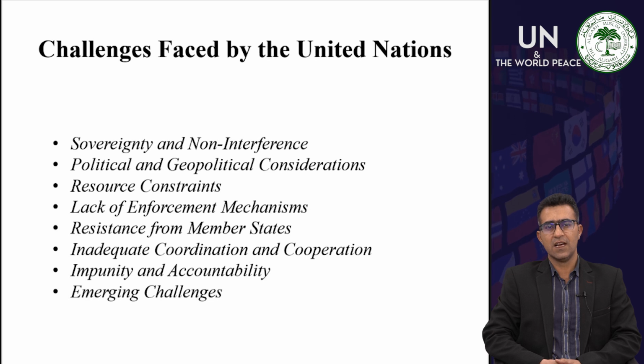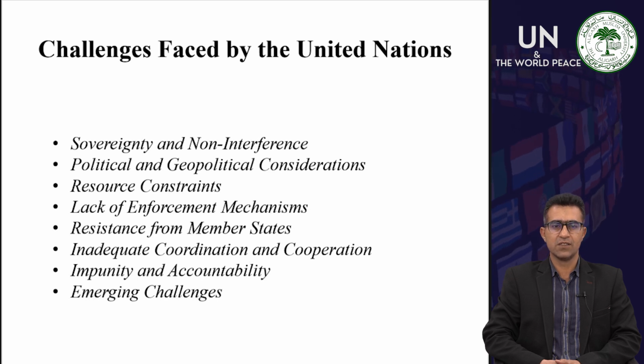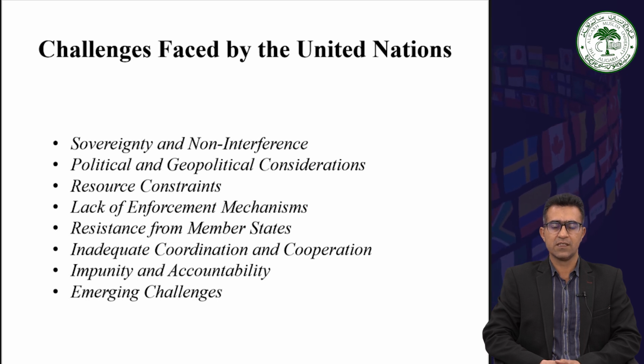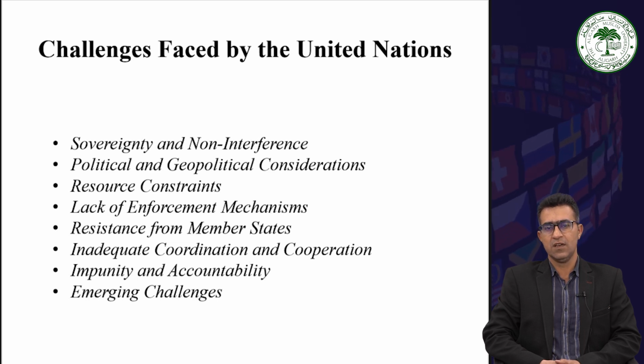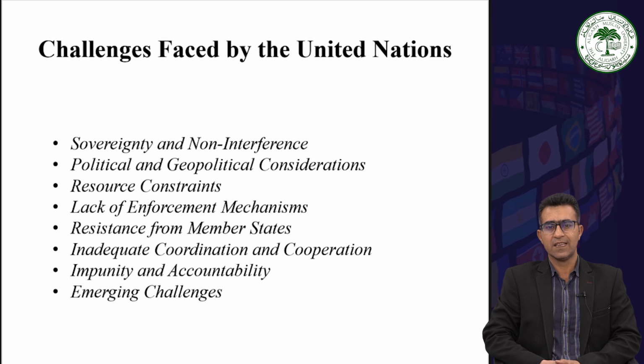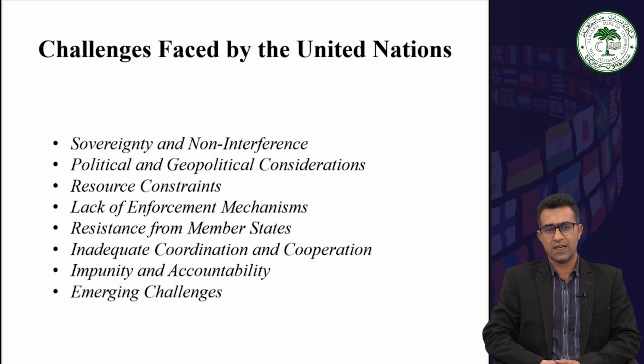Another challenge is inadequate coordination and cooperation. Lack of coordination, lack of cooperation among UN agencies, regional organizations, and other stakeholders can also undermine efforts to address complex human rights challenges. For example, in humanitarian crises, fragmented responses, divided responses from different UN agencies and NGOs can lead to duplication of efforts, gaps in assistance, and inefficiencies in addressing human rights violations.